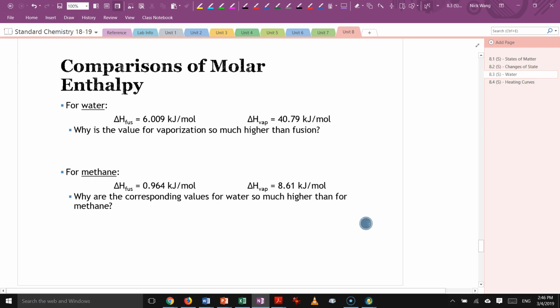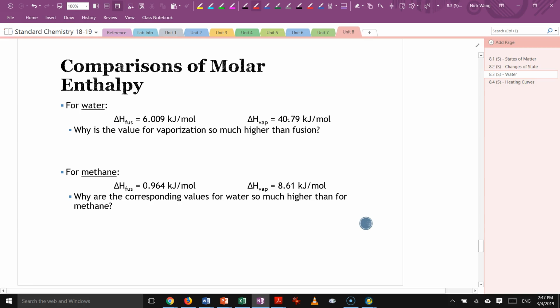And yet, we look at the value here for water, for example. The delta H of fusion is 6.009 kilojoules per mole. The delta H of vaporization is 40.79 kilojoules per mole. So the question is, why is the value for vaporization so much higher than for fusion, right? So if I did have 1 mole of water, and I took it through the vaporization process, versus if I had 1 mole of water and took it through the fusion process, why is the vaporization value so much higher?